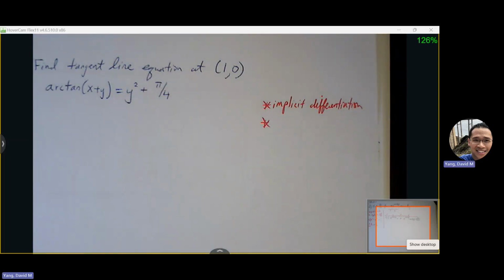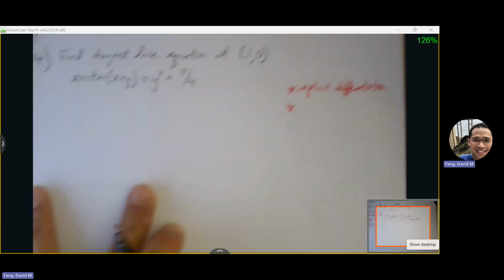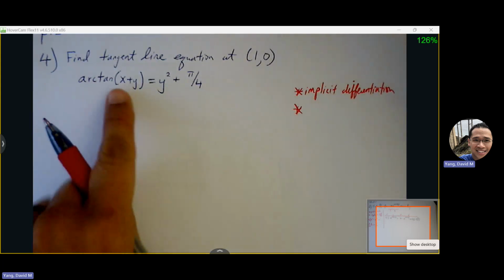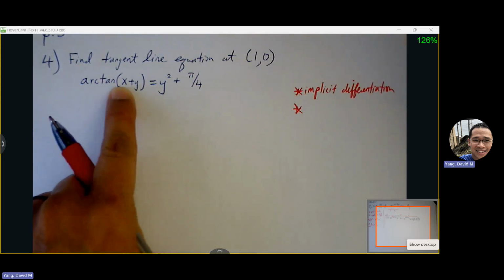A couple of things to keep in mind for number 4. There's implicit differentiation going on, multiple y's mixed into the equation. And then we also have to recall our rule for arc tangent.